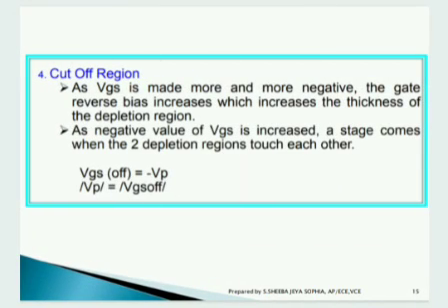As VGS is made more and more negative, the gate reverse bias increases, which increases the thickness of the depletion region. As the negative value of VGS is increased, a stage comes when the two depletion regions touch each other, and here VGS off, that is the cutoff value, is equal to minus VP, that is the pinch off voltage, and modulus of VP is equal to modulus of VGS off.